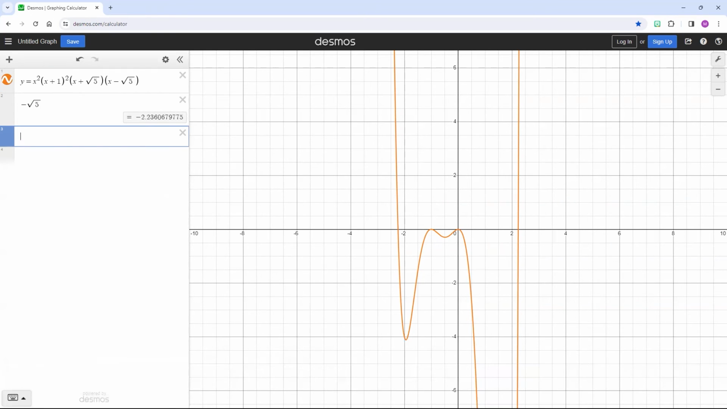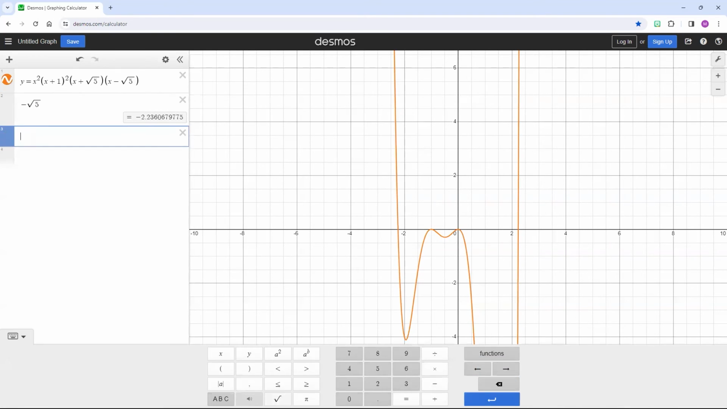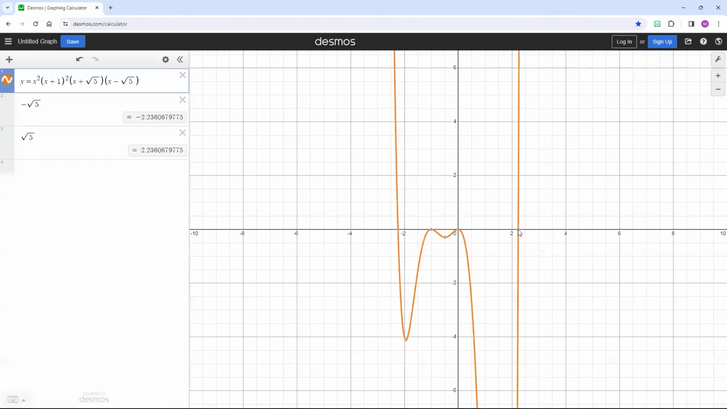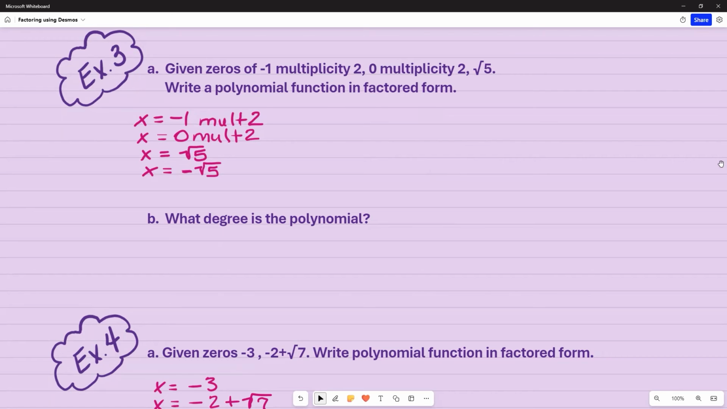The other way is to hit the keyboard function and then press the square root symbol and now type in 5. And it gives me this as my actual equivalent decimal. So I know that if I'm looking at all of these zeros, this is equivalent to what I actually have for my factored form. If I'm looking at my degree, is 2 plus 2, which is 4, plus 1, 5, plus another one, 6, which makes sense because it's even. The degree of this polynomial is 6.